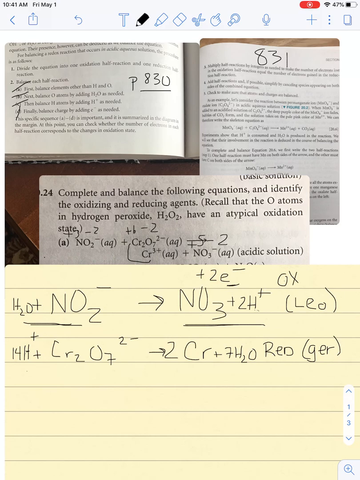The same thing I'm going to do here. I have 14 and 2, which gives me a +12. Oops, I forgot to put that. So here I have a +12, and here I have a +6. So here I'm going to have to add 6 electrons.